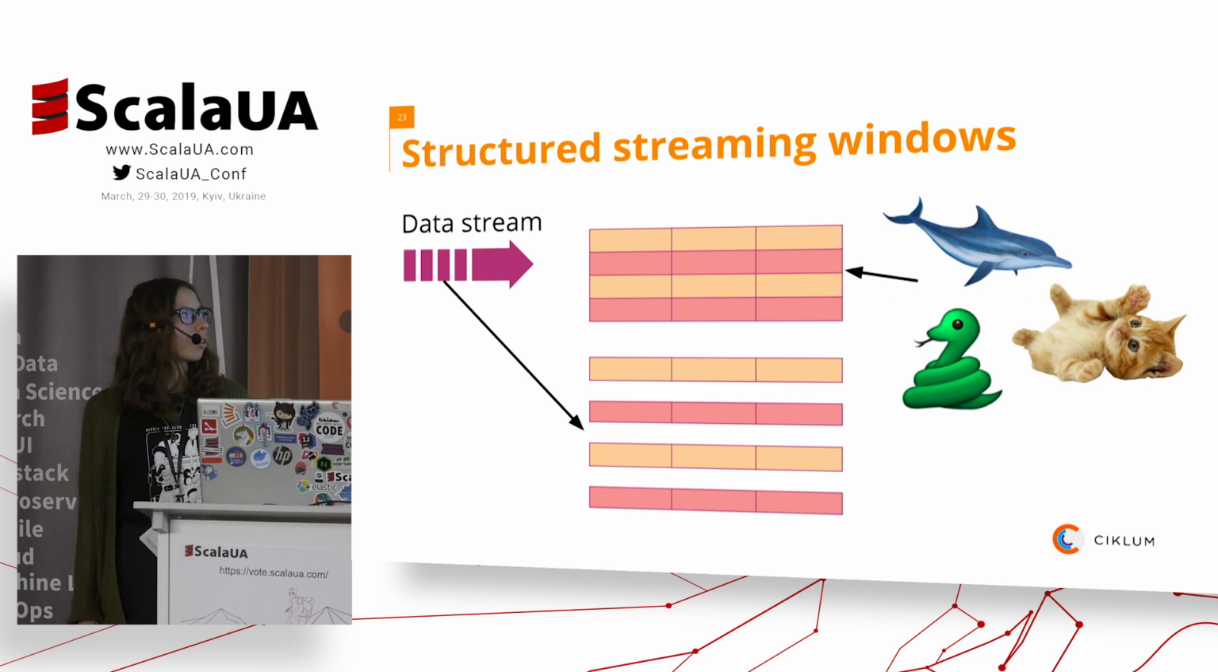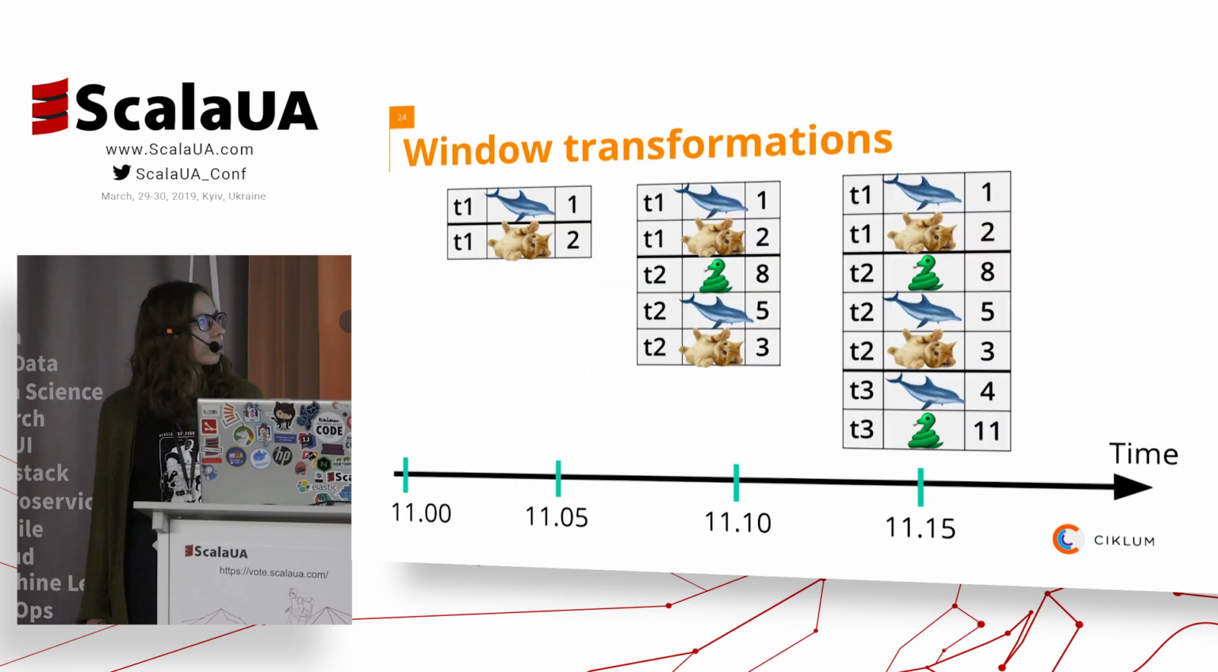Let's look at the example of how window transformations can look in the data. For example, we have some data set of animals, and we will just perform simple aggregation, like counting how many dolphins, snakes, and cats we have. And for that, we will use structured streaming. I'll show you on this stream that you have, for example, a couple of time intervals. Let's make it 5 minutes, just for simplicity. And we have, after the first time interval finishes, 1 dolphin and 2 cats.